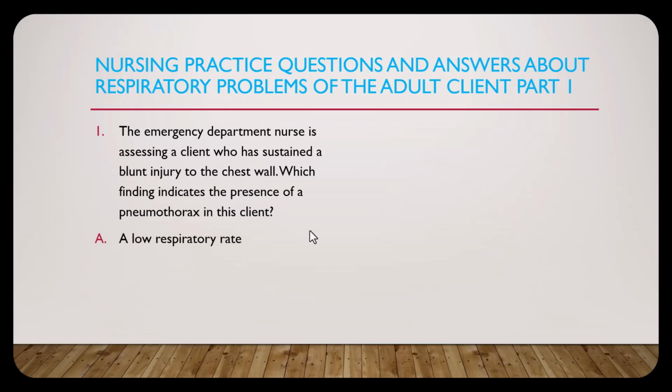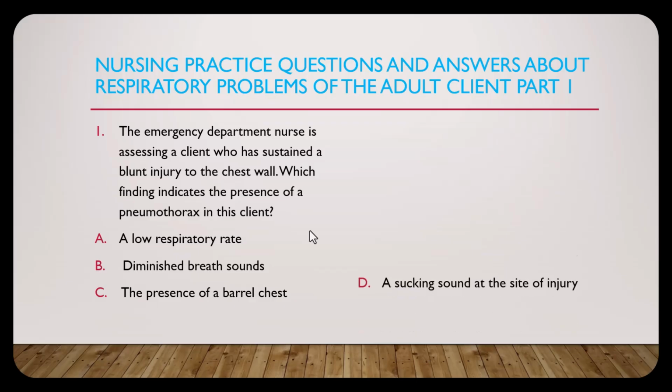Option A, a low respiratory rate. Option B, diminished breath sounds. Option C, the presence of a barrel chest. Option D, a sucking sound at the site of injury.